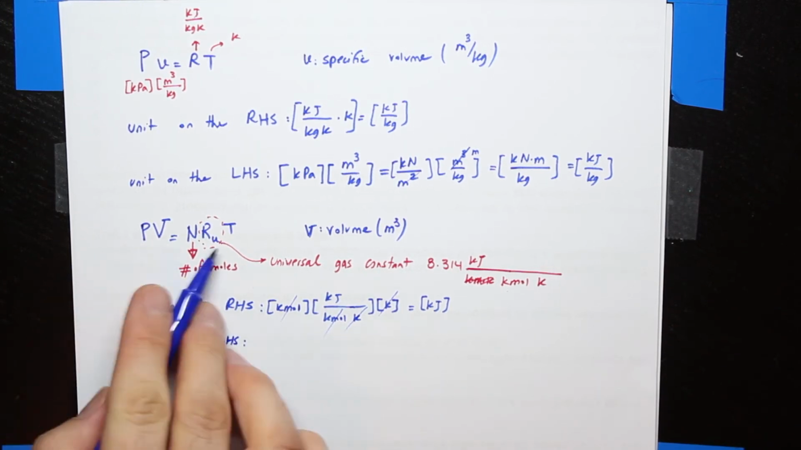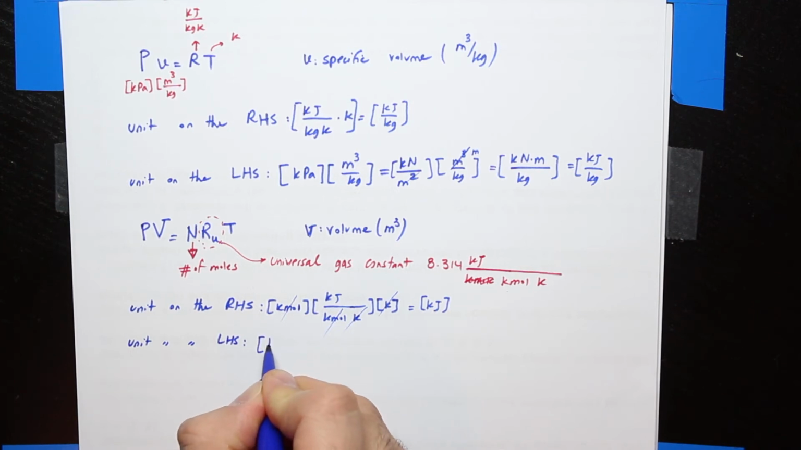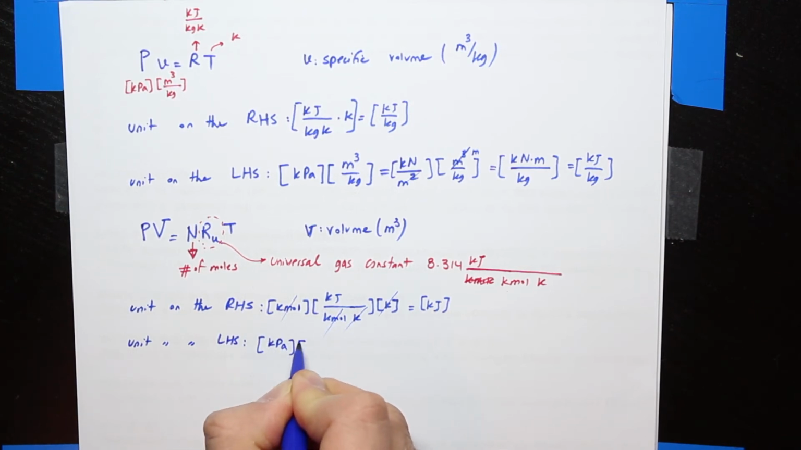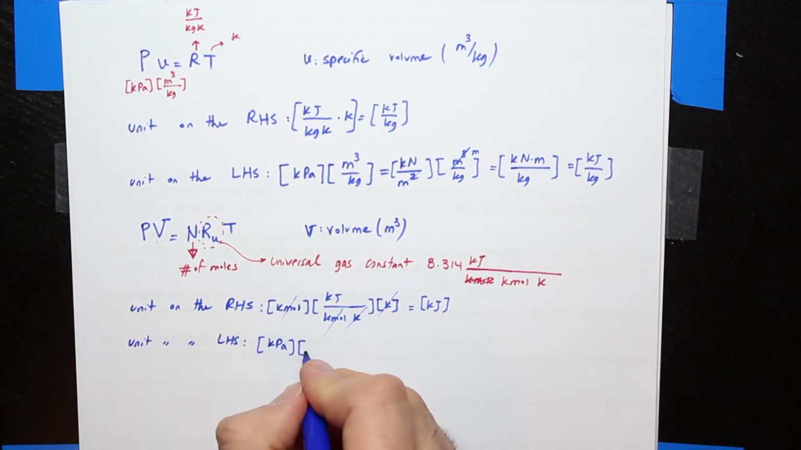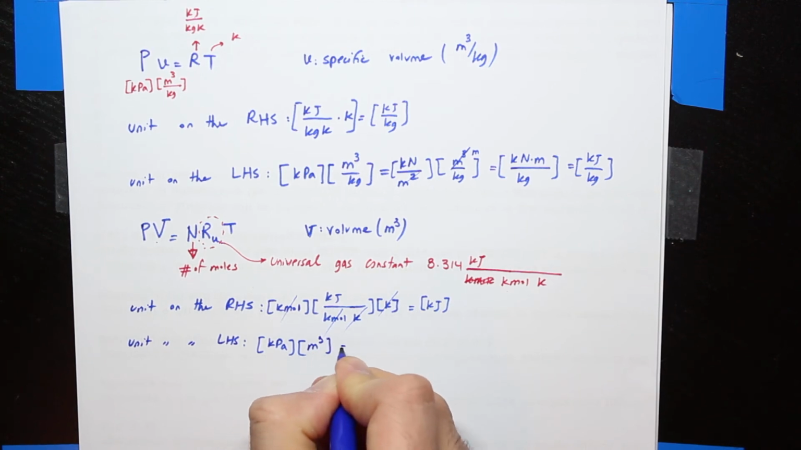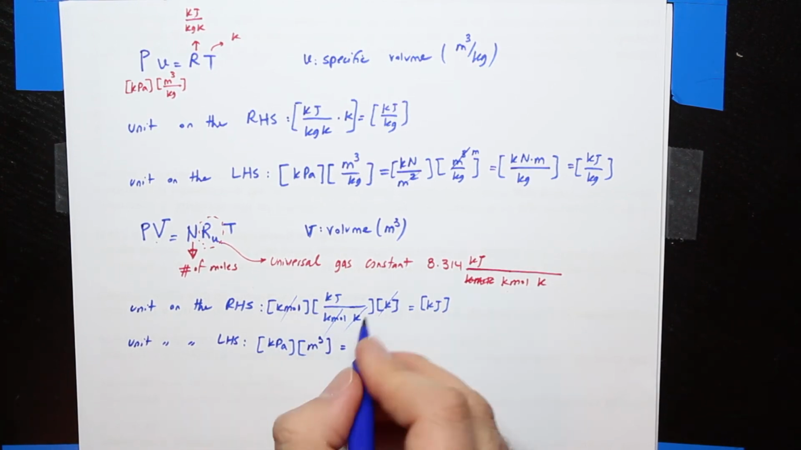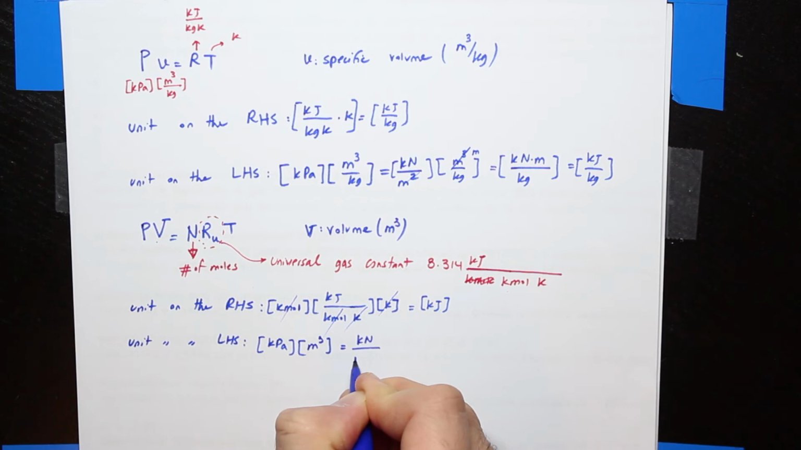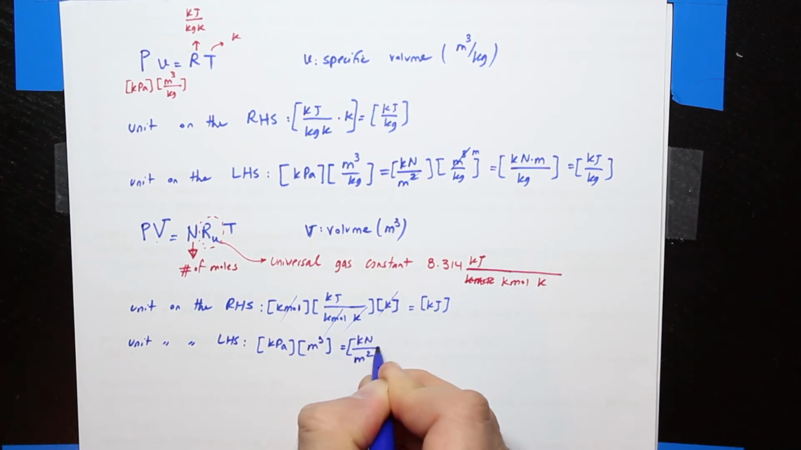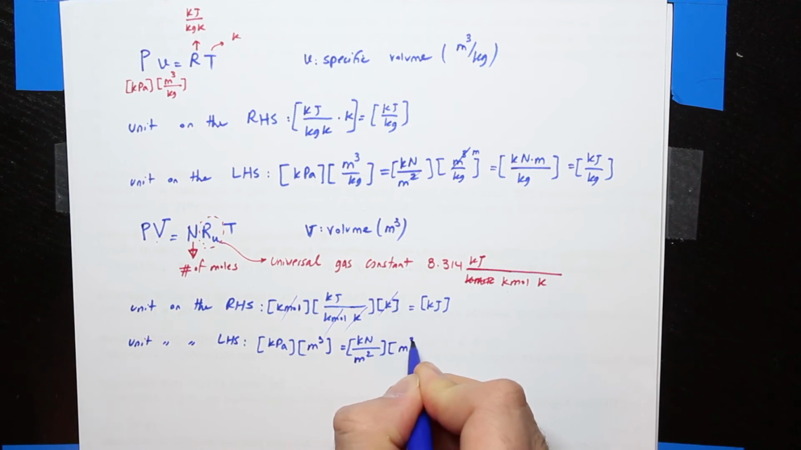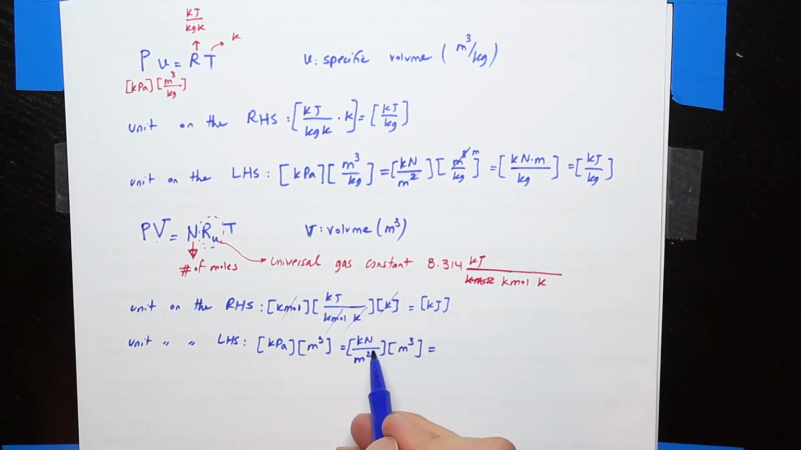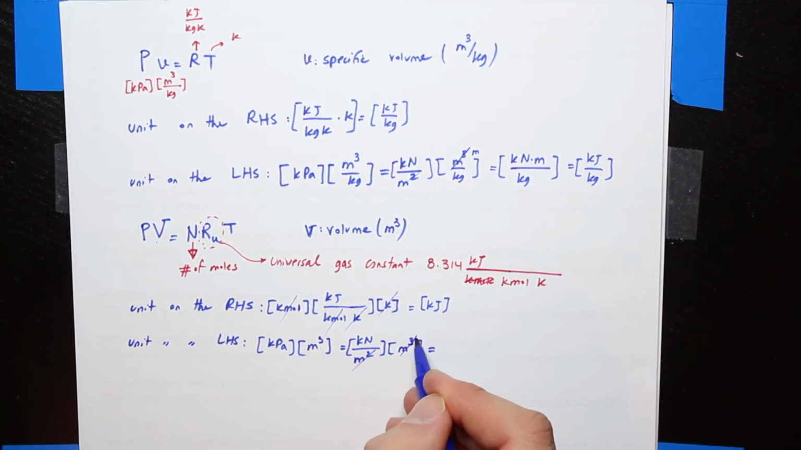I'm working on this equation. Pressure is kPa, but this time instead of meter cube per kilogram, I just have meter cube because this is volume, and that is meter cube. So I expand kPa into kilonewton per meter squared, that is the definition of Pascal. And then my meter cube stays. So I have 2 m's canceling 2 of these m's.